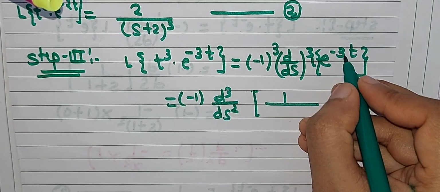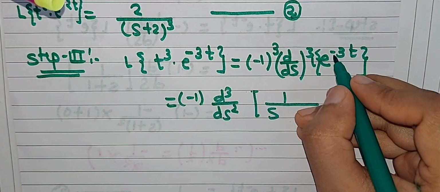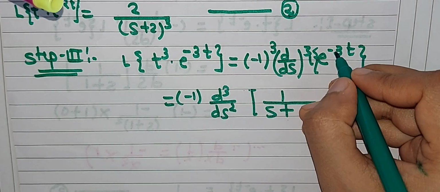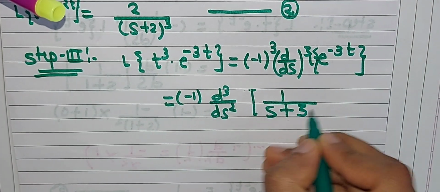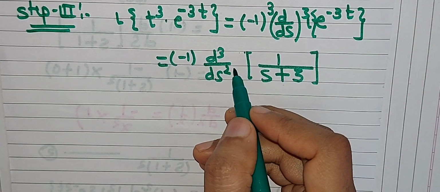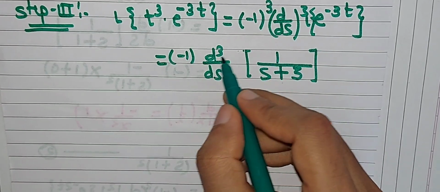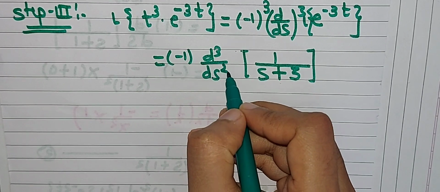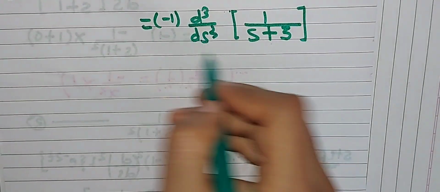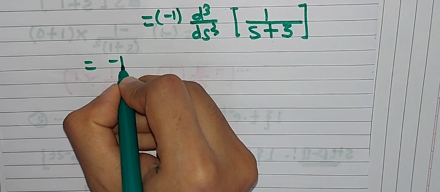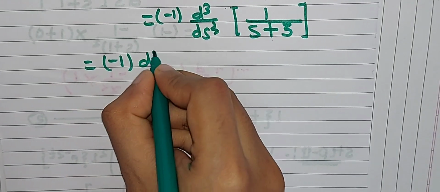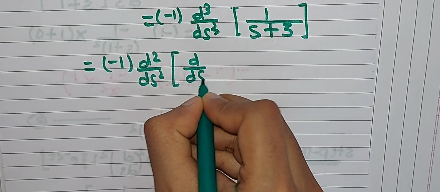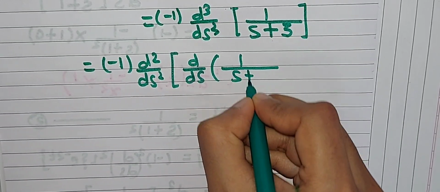we can write its value as 1 by s. Here t contains a negative sign, therefore write its opposite sign, that is positive, and t has a coefficient 3, therefore write 3 as it is. Okay, now we will differentiate this function 3 times because this d by ds contains power 3. So this is the formula. Now minus 1, and this can also be written as d2 divided by ds square and d by ds of my term 1 divided by s plus 3.